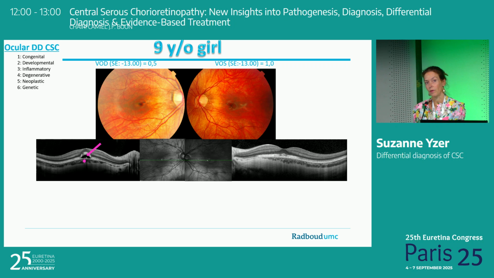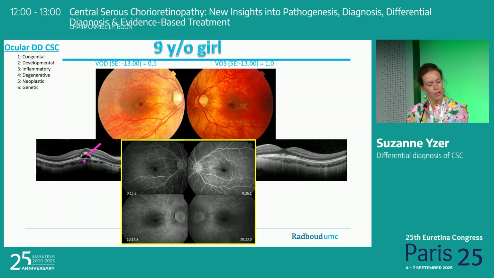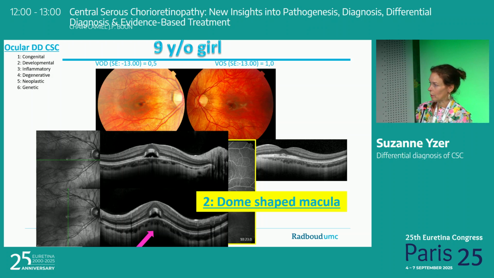The choroid is not very thick, but for a patient with a refraction of -13, you may actually consider this a thick choroid. Since she was only 9, we only made an FA, like oral FA, but there's no leakage here. So is this central serous choroidopathy? I don't think so. We made some extra OCT, so if you compare here the vertical and the horizontal scan, this is a dome-shaped macula.